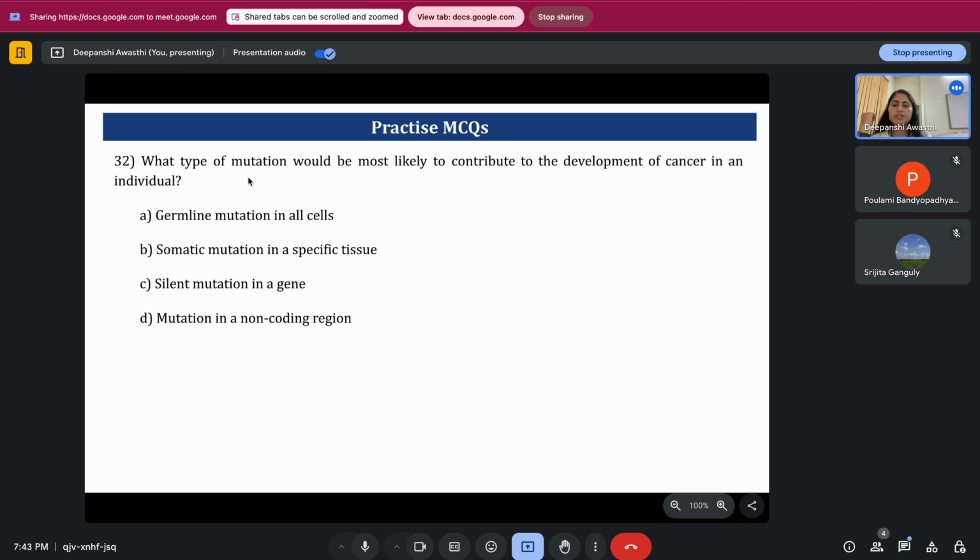Now question number 32. What type of mutation would be most likely to contribute to the development of cancer in an individual? Option A, germline mutation in all cells.